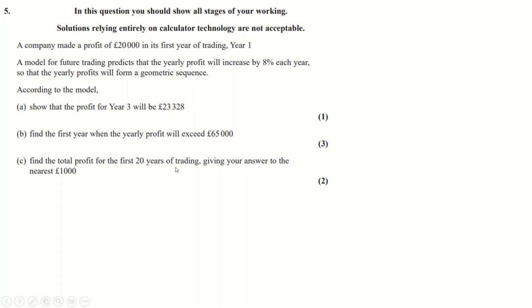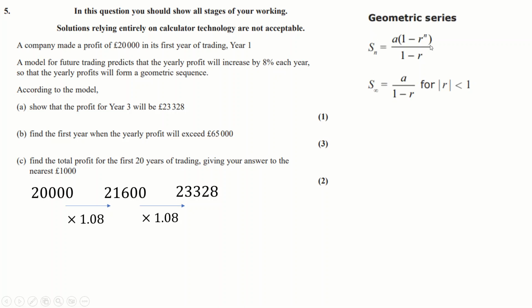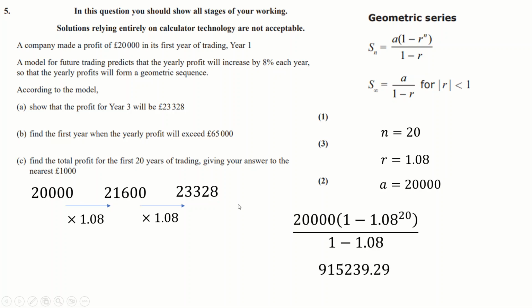Find the total profit. So actually we get to something interesting here now, and again, it would have been nice maybe if the entire question had been centered around something like this. But it's given you a hint. This is a geometric sequence, right? Because you times by 1.08 every time. So you use the formula from the formula book. N is 20 because it wants 20 years of trading. R is 1.08 and A is 20,000. And you just put that in the calculator and you get the answer.